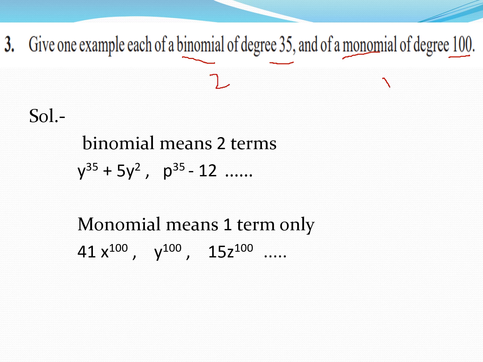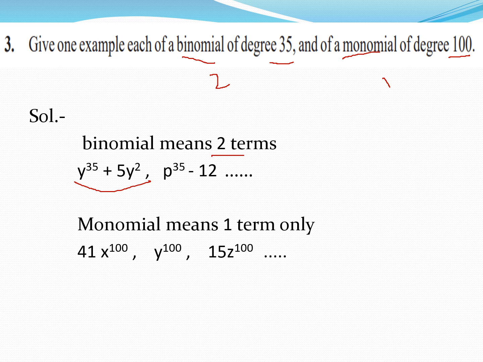So first we have to write down a binomial of degree 35. Degree means the highest power of the variable. Now variables are not given, so we can take any variable: x, y, z, p, q, r, anything. Binomial means two terms, so we have to take two terms. We can take any variable and the degree is 35. That means the highest power of the variable should be 35.